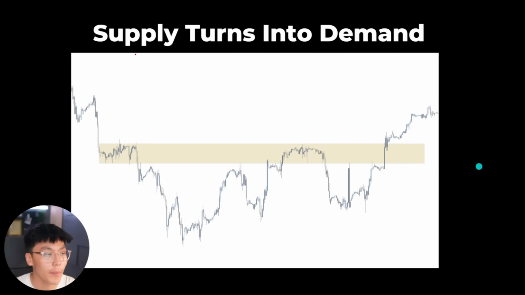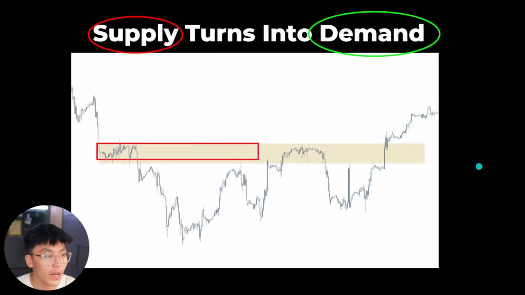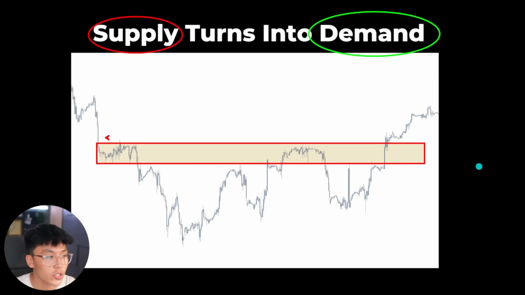So you can see we're on my first example here, and we're going to be talking about supply turning into demand. So you can see right here we have identified our flip zone. So this was our original supply zone, right? I'll talk about how to identify and draw them in a second here. You can see once we get below this, we end up using it as a retest towards the downside. We end up coming back into the bottom of the supply zone, rejecting this area, pushing towards the downside.